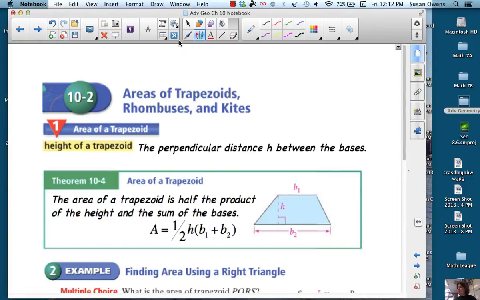So again, for these formulas, I'm going to derive them and show you where they come from. At least for the trapezoid, I have a way that helps me remember it, and I'll give you that too. Okay, so the height of a trapezoid is the perpendicular distance between the bases. And the area of a trapezoid is half the product of the height and the sum of the bases. So the area is 1/2 the height, and then you add the bases together.